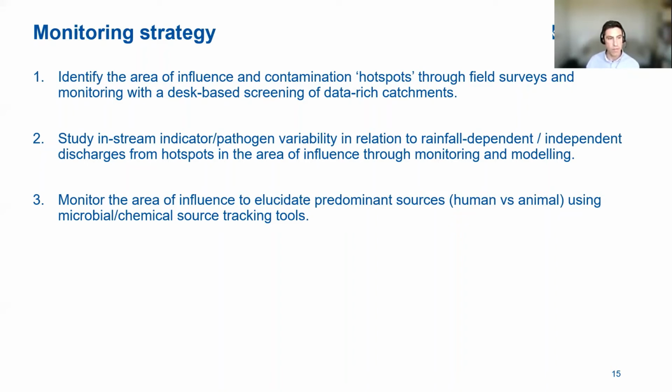In stage 3, we use source tracking studies to monitor the area of influence to give us a much better understanding of what's really affecting it locally. And the question at this stage could be simply, are we detecting greater effects from human or animal sources, and to clarify really these contributions locally.